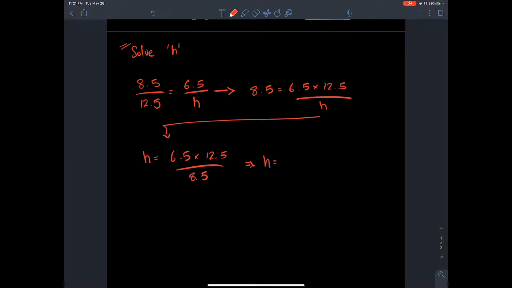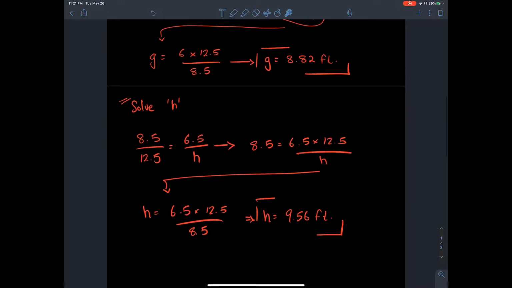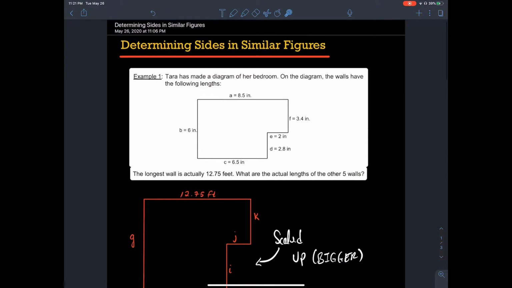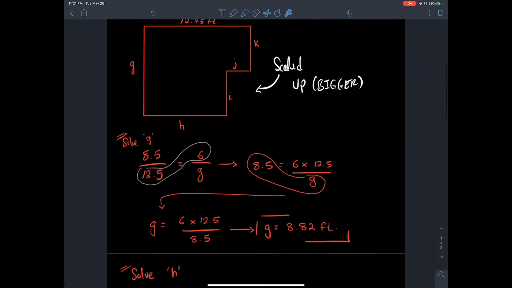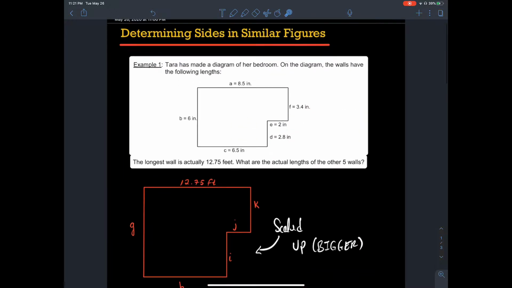H equals, figure out what that is, 6.5 times 12.5 divided by 8.5. We get 9.56 feet for h. Okay, so you see the general pattern that this is following. Did I do that right? Yeah. Sorry, just double checking here. We're dividing by the same amount for this ratio, and we're essentially just replacing this first number here with whatever the side length was of the scaled down version over here.